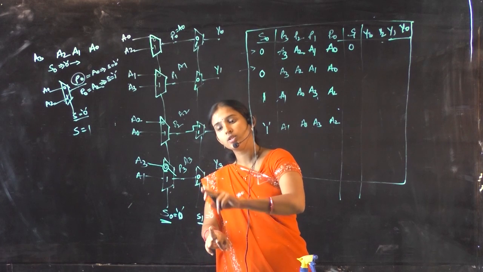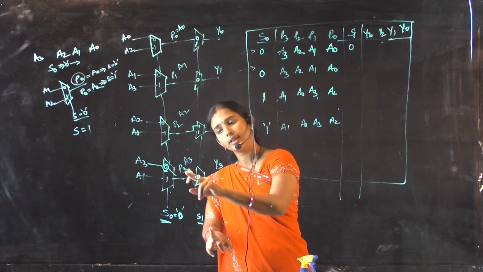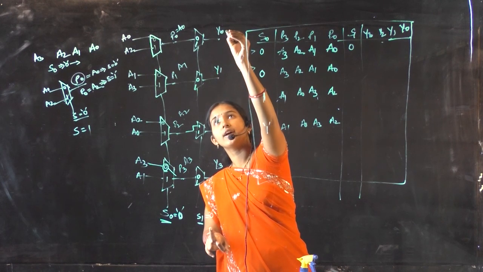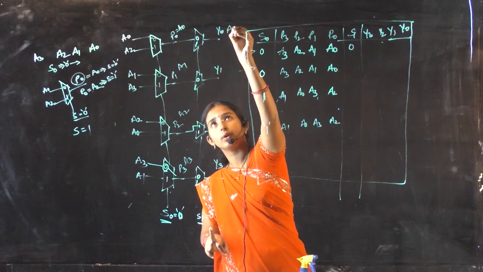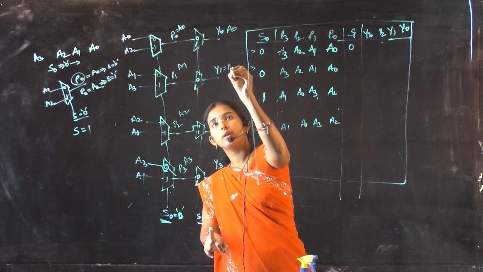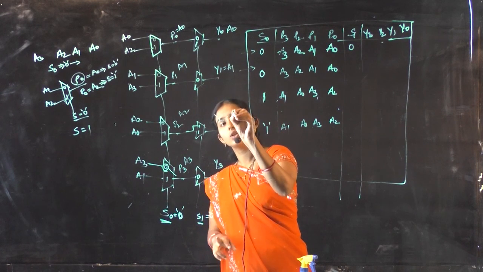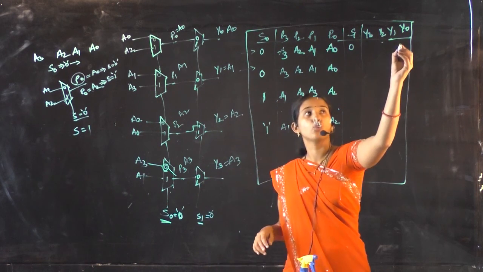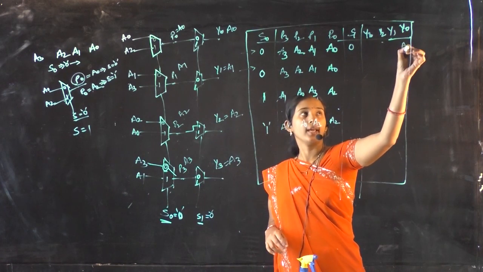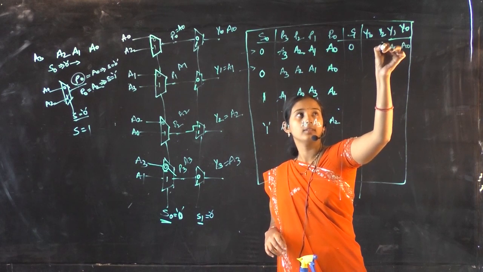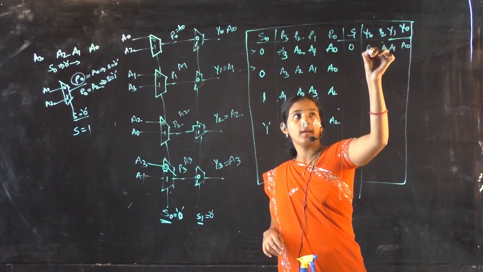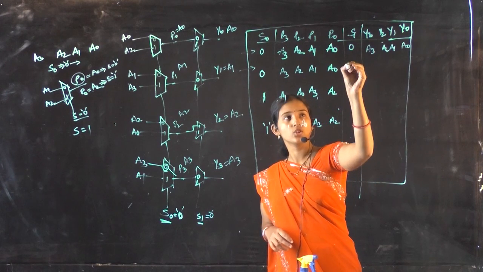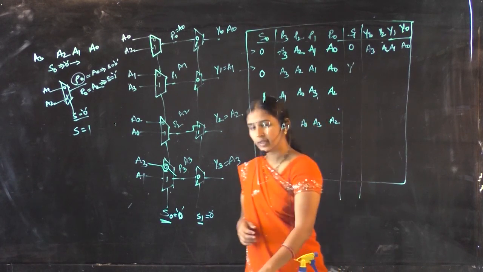Now the selection line is 0 here, so whatever data is available at the 0th position, I will be getting at the output. So what will be our Y naught? Y naught is equivalent to A naught, Y1 is equivalent to A1, Y2 is equivalent to A2, Y3 is equivalent to A3. That is what I am writing here: A0, A1, A2 and A3. Now if the selection line is 1, what will happen?